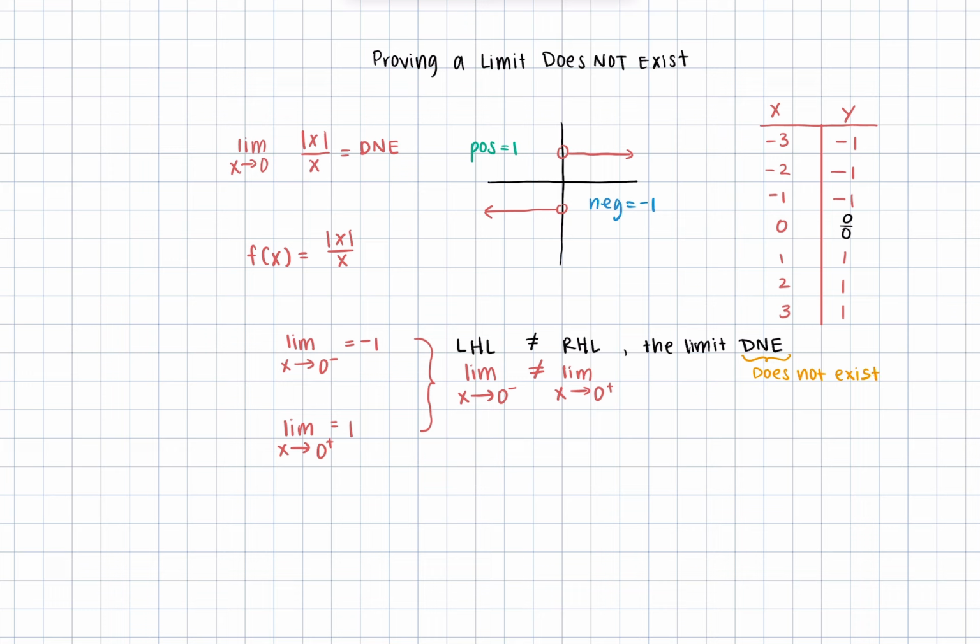So that's how you prove that a limit does not exist. Again, remember that the numbers have to be the same. From the positive side, they have to approach the same y value as the negative side for a limit to exist.